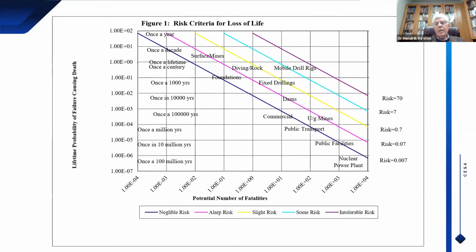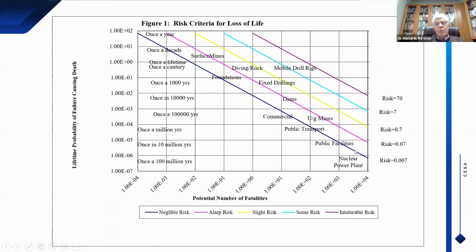You start with a nuclear power plant as an example in the bottom right-hand corner, where the probability of a failure of a nuclear power plant, as we all know, is and should be very low, but the consequence is very large. And you move up along the diagonal to the left as the number of fatalities involved reduces, while the likelihood of occurrence increases.